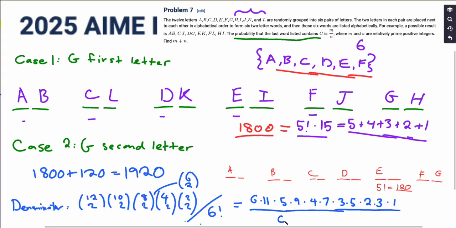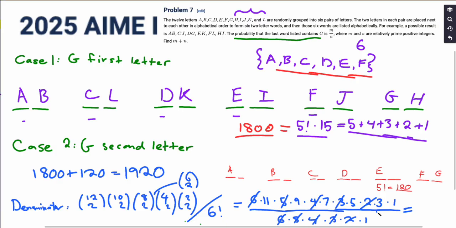And then we divide this by 6 times 5 times 4 times 3 times 2 times 1. So by the way, this is our total denominator. So here 6's cancel, 5's cancel, 4's cancel, 3's cancel, 2's cancel. And so we're left with 11 times 9 times 7 times 5 times 3.